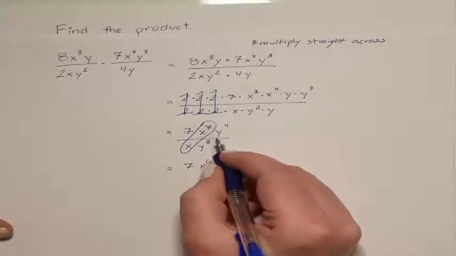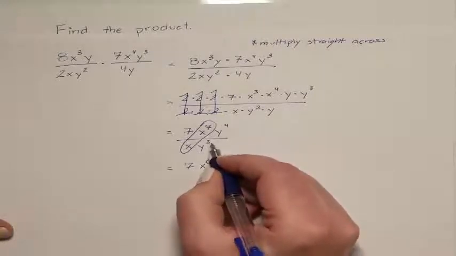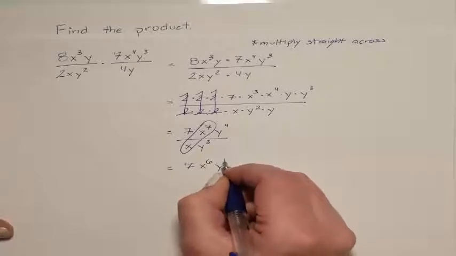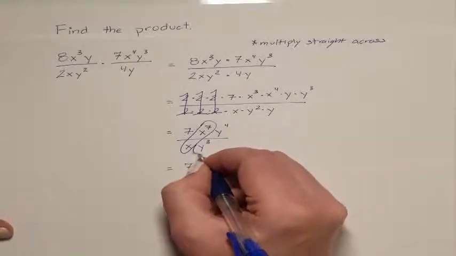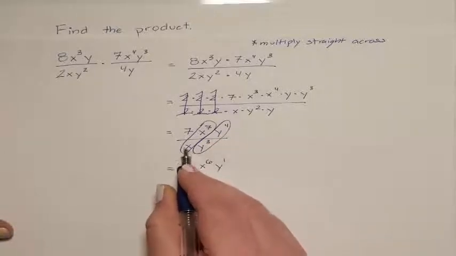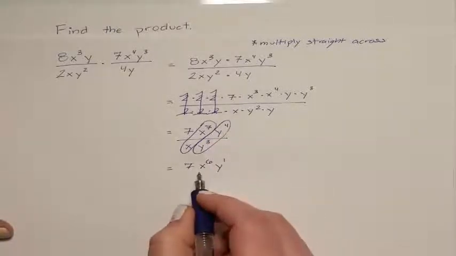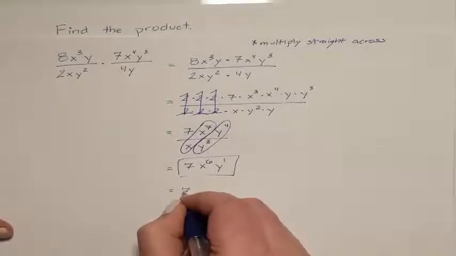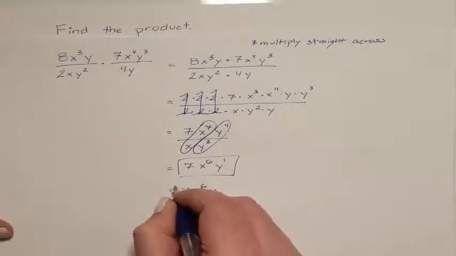There were 4 y's up here, and there were 3 y's down here. These 3 y's are going to cancel out with 3 more y's that are up here. So that meant up here I only have 1 y left. Nothing was left down here in the denominator. So this is our final answer, and we're done. You don't have to write the exponent of a 1. You could just write it like this. They are the same answer.